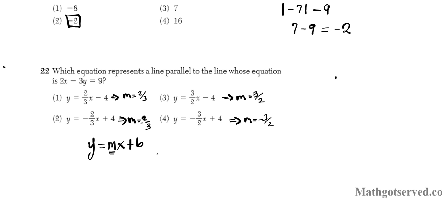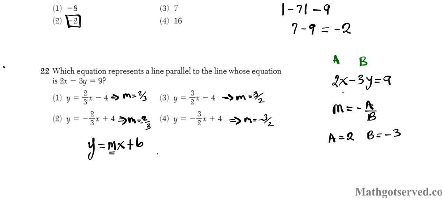So we have 2x minus 3y equals 9. There are two ways of doing this. I can transform this into slope-intercept form, or I can use a shortcut. Anytime you have the equation of a line in standard form, the slope can be found using the formula m equals -a over b. What is a and what is b? a is the coefficient of x, and b is the coefficient of y. So in this problem, a is 2, and b is -3.